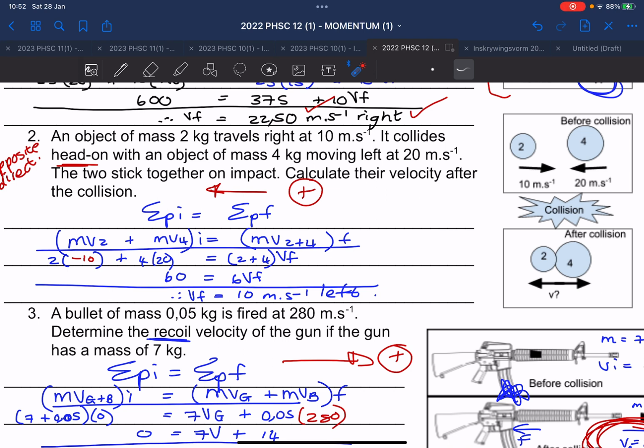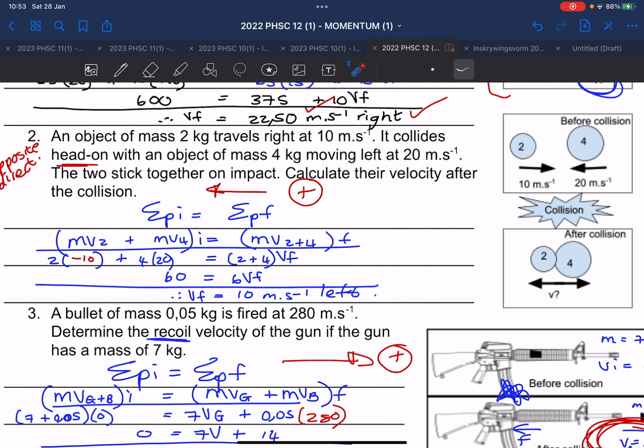Okay. Alright. So, they go in opposite directions. What must I remember to do? Choose a positive direction. Now, you can really choose any one. One will give you a negative answer, one will give you a positive answer, but at the end you write it as positive. So, it will give the same answer.